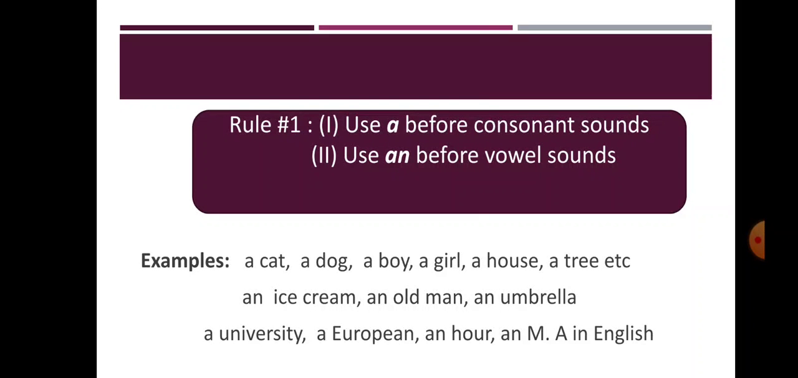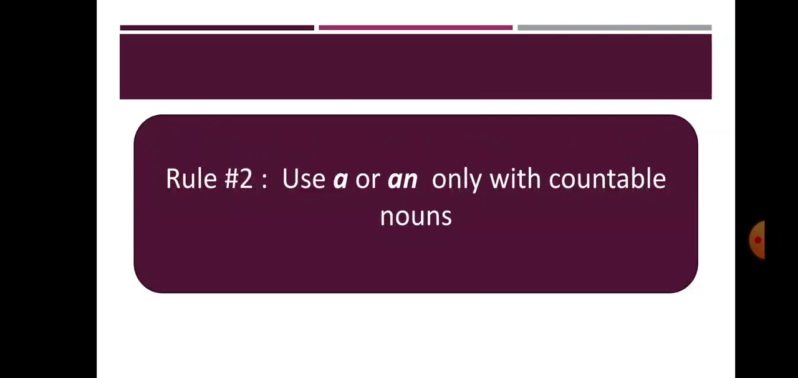Now look at the third example, H R. The spelling has H at the start, but H is silent. We don't say "har", we say "R". The first sound of R is a sound which is a vowel sound. So we say an H R. We won't say a H R. M A in English, you concentrate, yes, children. M A starts with an "em" sound, which is again a vowel sound. So we say an M A in English. Got it, children? Now let us move to the second rule.